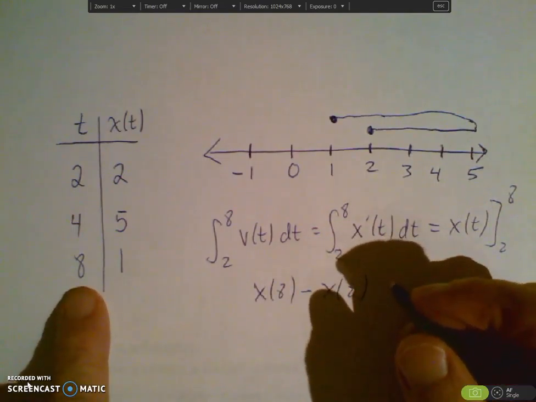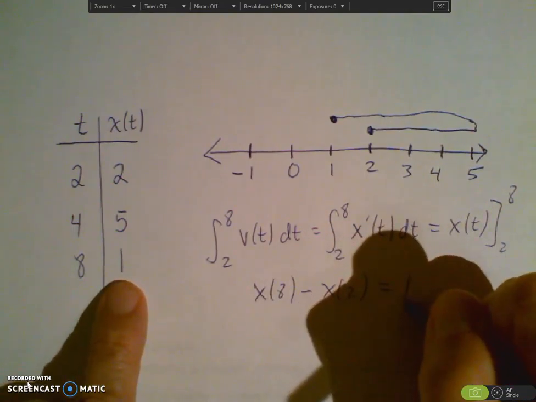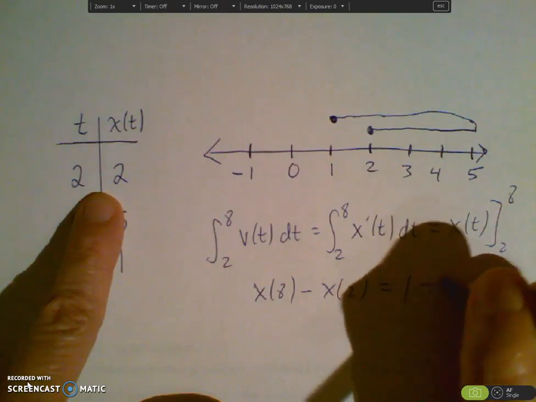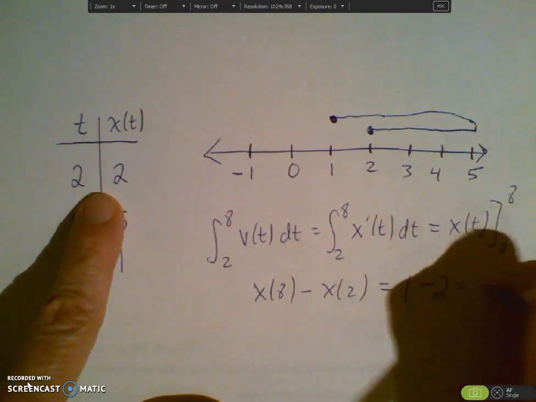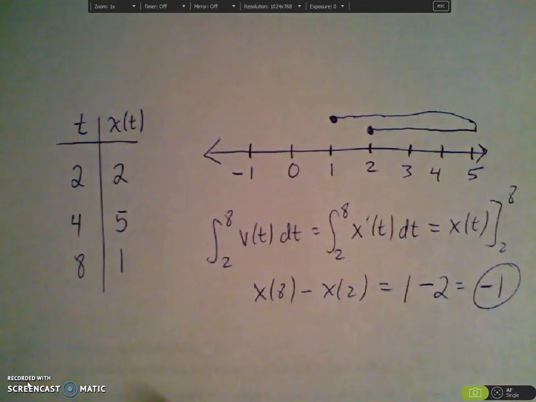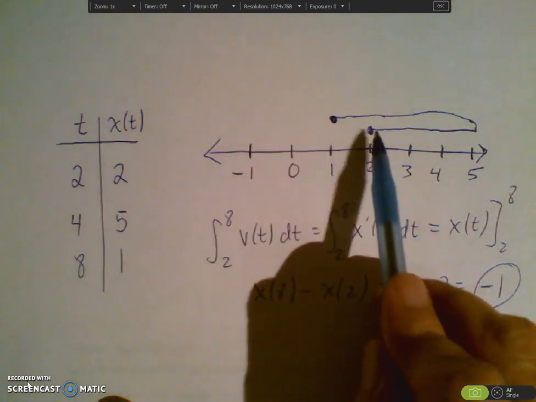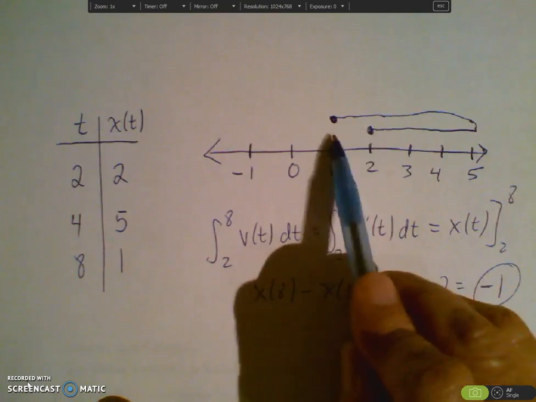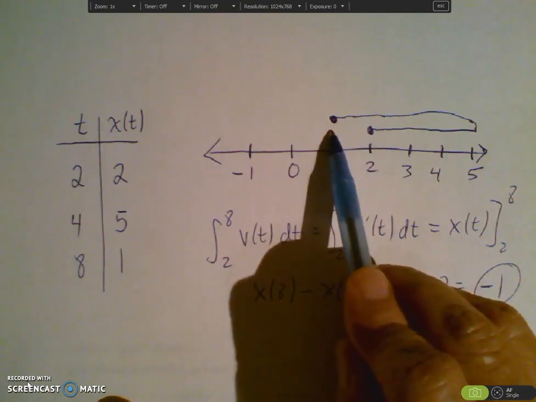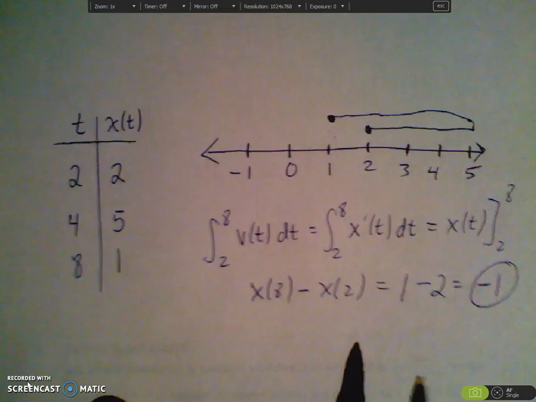Well, let's see. X of 8 is 1, minus x of 2 is 2, so 1 minus 2 is negative 1. Our displacement is negative 1, which means we're 1 unit to the left of our starting point, which is true. We are ending up 1 unit to the left of where we started.